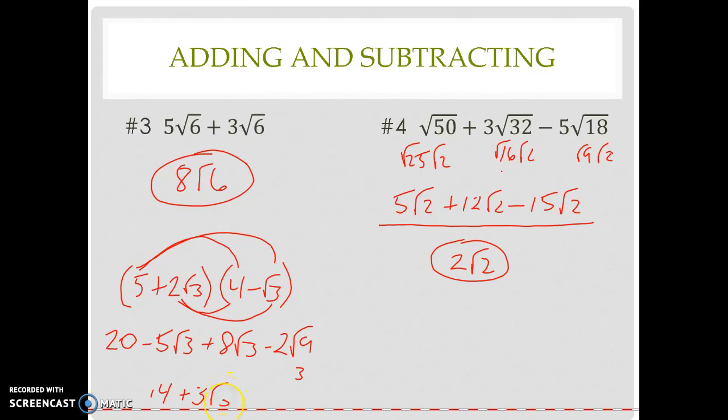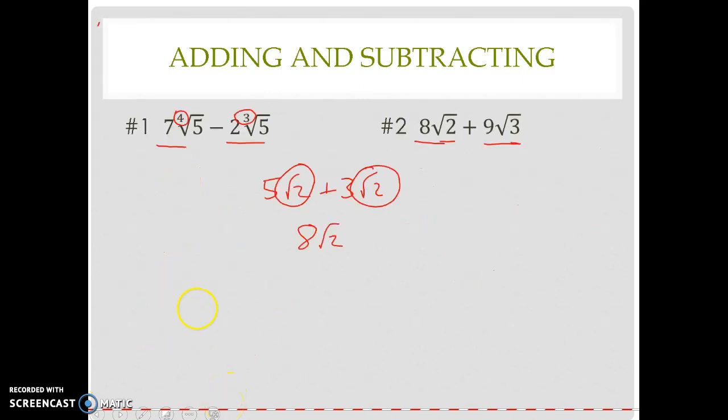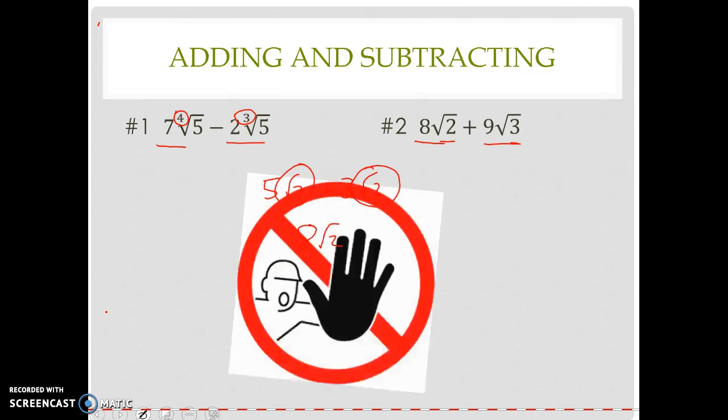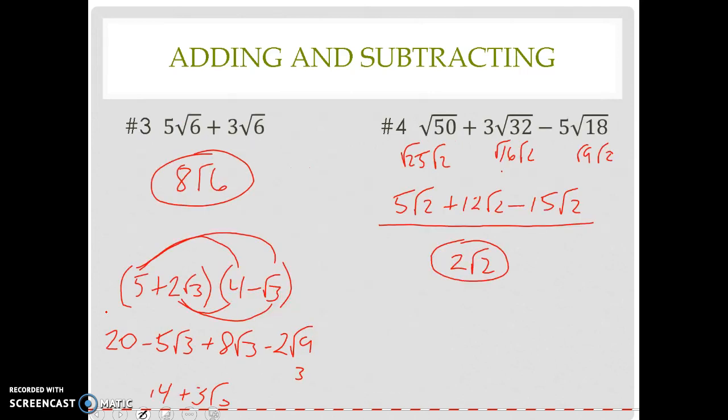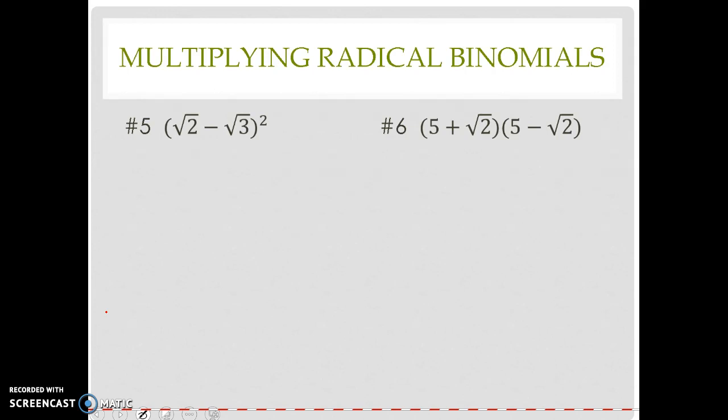And so you can see here that in order to multiply radicals together, we're going to have to FOIL them. And so now let's move on and take a look at 5 and 6. So radical 2 minus radical 3 squared means we're going to take radical 2 minus radical 3 and multiply it by itself, which is radical 2 minus radical 3.